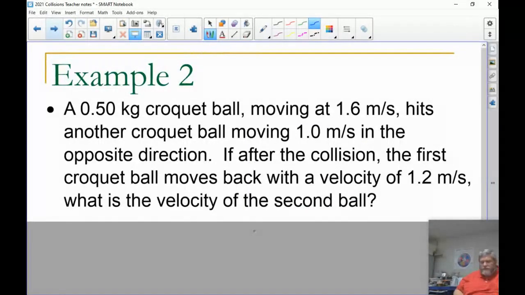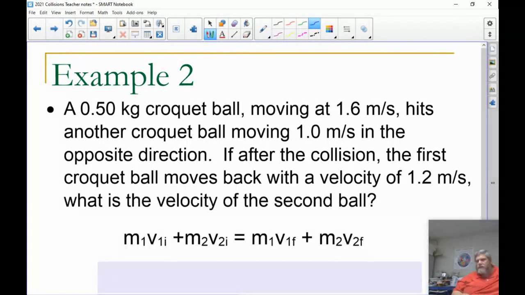What if they're going in opposite directions? Same type of problem: a 0.5 kilogram croquet ball moving at 1.6 meters per second hits another croquet ball, so the same mass, moving 1.0 meters per second in the opposite direction. So one of these is going to be positive velocity, the other one's going to be negative. Doesn't matter which one as long as you're consistent. After the collision, the first croquet ball moves back with a velocity of 1.2. What is the velocity of the second ball?